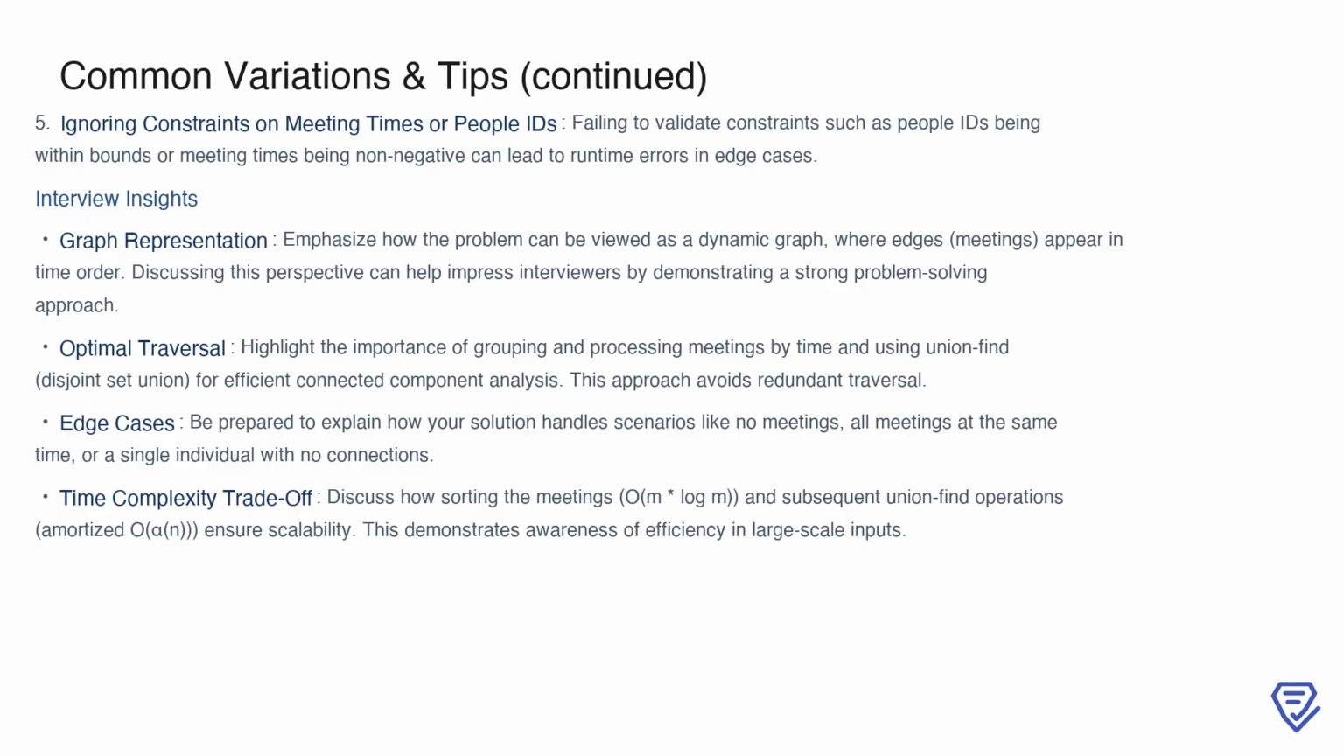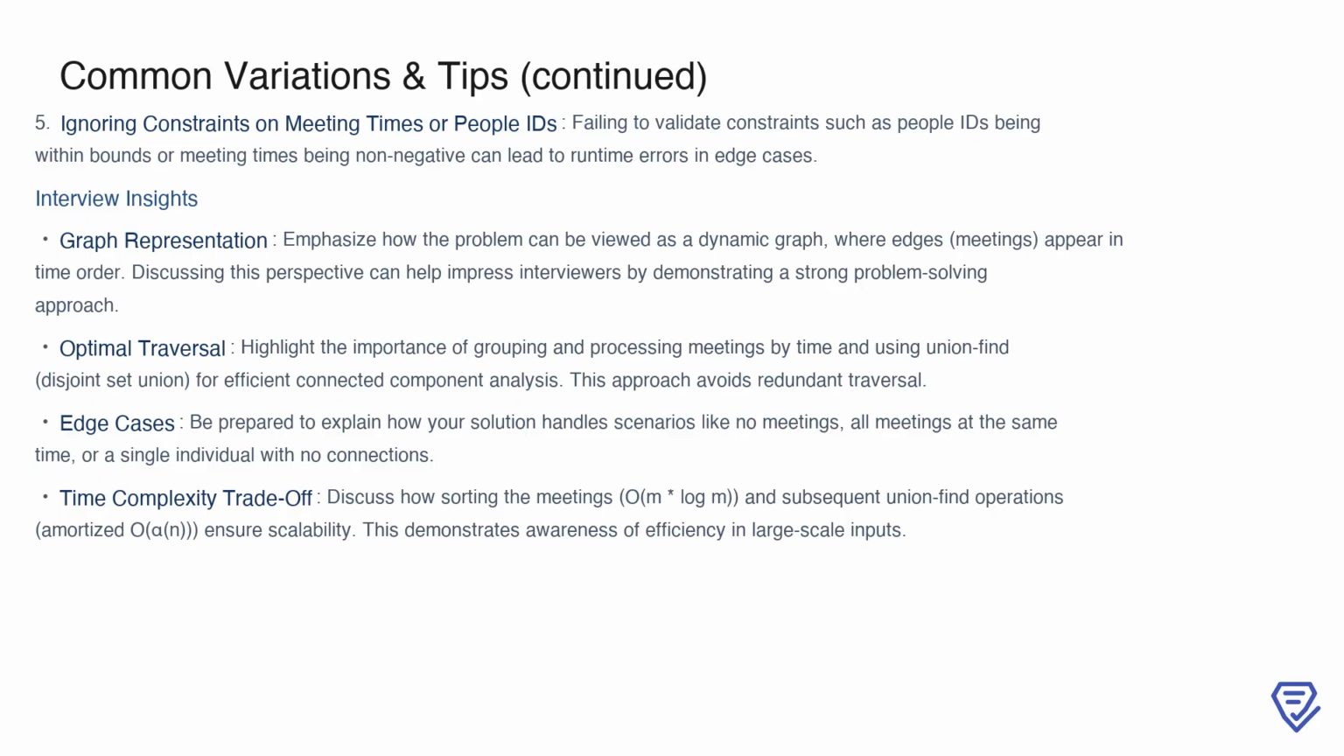Now, when discussing this problem in an interview, you can impress your interviewer by framing it as a dynamic graph problem. Here, meetings act as edges that appear in time order, and this perspective demonstrates a structured approach to problem solving. It's also important to emphasize an optimal traversal strategy. Grouping and processing meetings by time, combined with using UnionFind to analyze connected components efficiently, can make your solution stand out. Be ready to explain how your approach handles edge cases like no meetings at all, meetings occurring at the same time, or a single isolated individual.